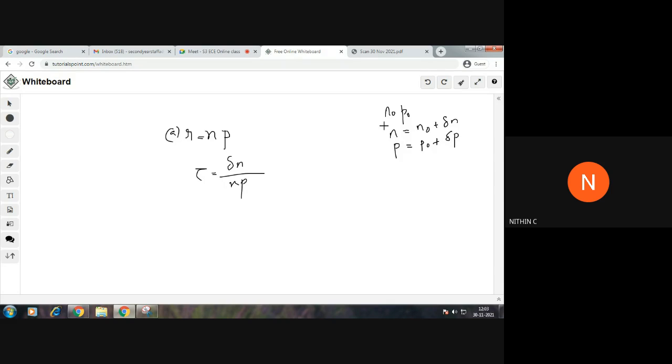It's already written. So these will be the new equilibrium values. Initially, in thermal equilibrium, the values were N0 and P0. To that, we have applied external, optical energy. So the new values will be the initial value plus the excess concentration. The new value of P will be the equilibrium concentration plus the excess concentration. We know that delta N and delta P are the same values.